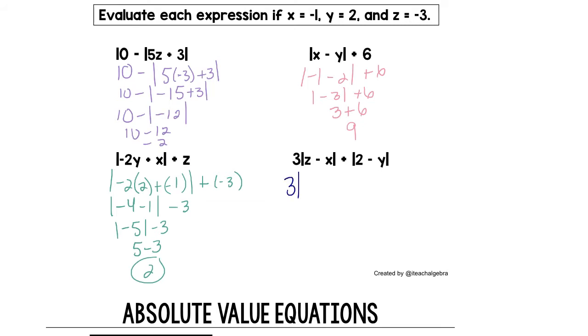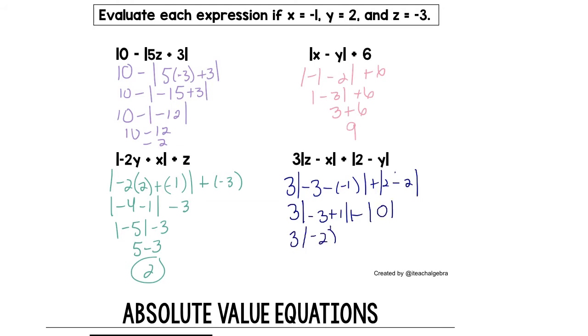Then we've got 3 times the absolute value of -3 minus -1, plus 2. Sorry, I got that in the wrong spot. Let's start at the left here. 3 times the absolute value of -3 plus 1, plus the absolute value of 0. That's 3 times the absolute value of -2, and plus 0 just disappears. So we've got 3 times 2, which is 6.